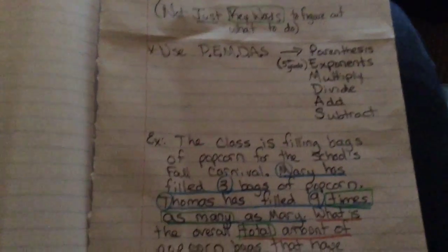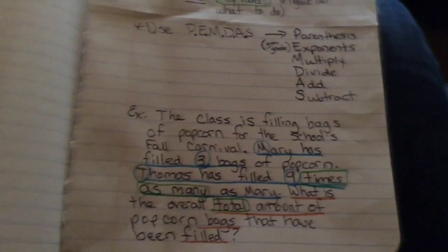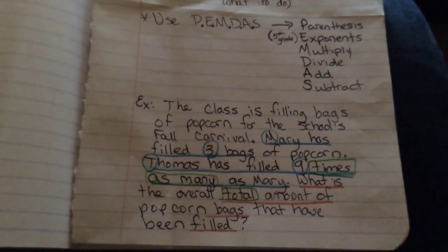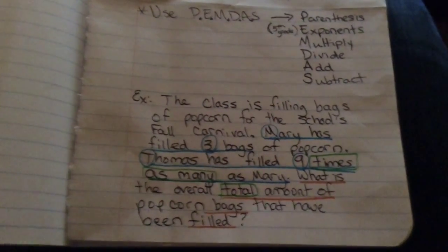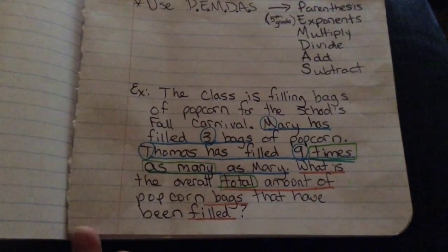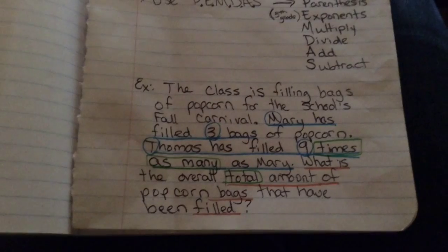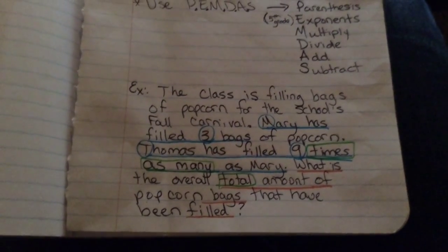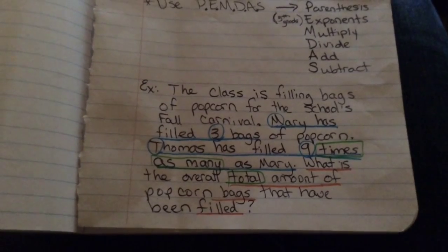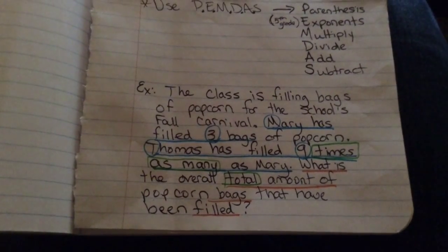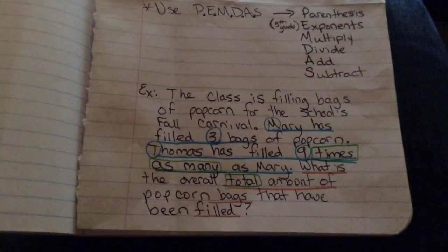Our first example is a problem like this, and just right off the bat you're thinking, that's a lot of words. Don't panic, just take it sentence by sentence. The class is filling bags of popcorn for the school's fall carnival. Mary has filled 3 bags of popcorn. Thomas has filled 9 times as many as Mary. What is the overall total amount of the popcorn bags that have been filled?